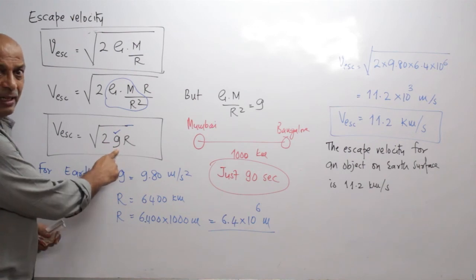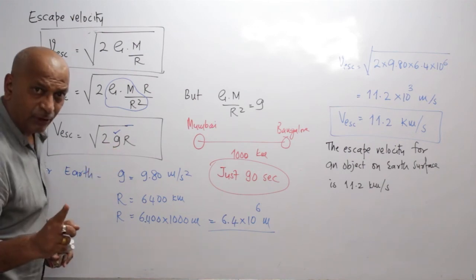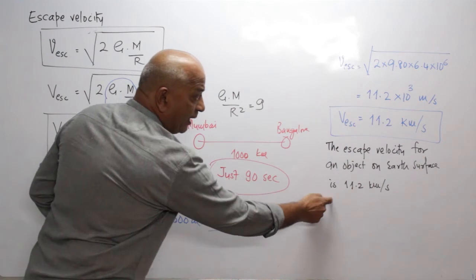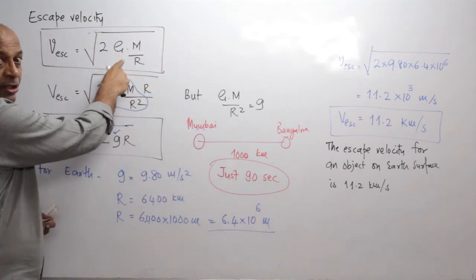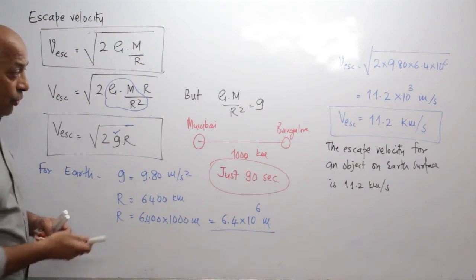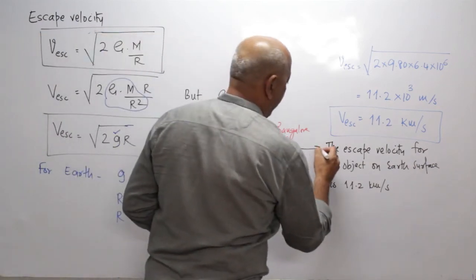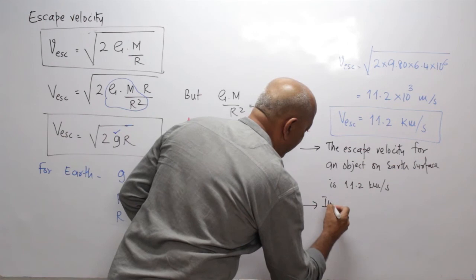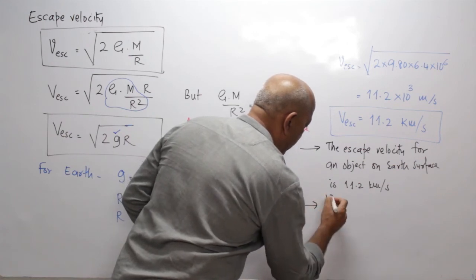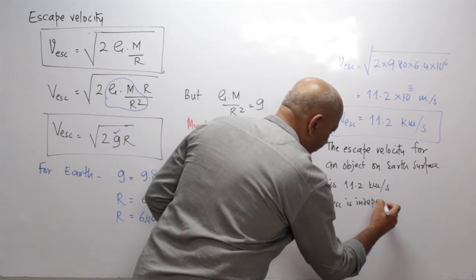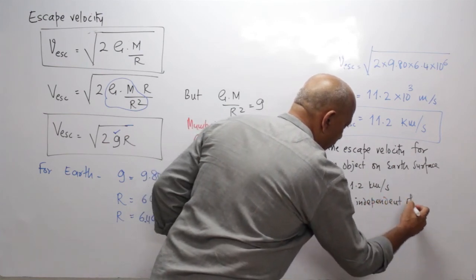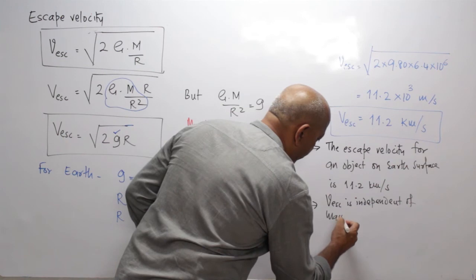Is there mass anywhere in this? Is there the mass of the object? No, there is no mass of the object. Is there the mass of the object anywhere? No. So it is independent of it. So escape velocity is independent of the mass of the object.